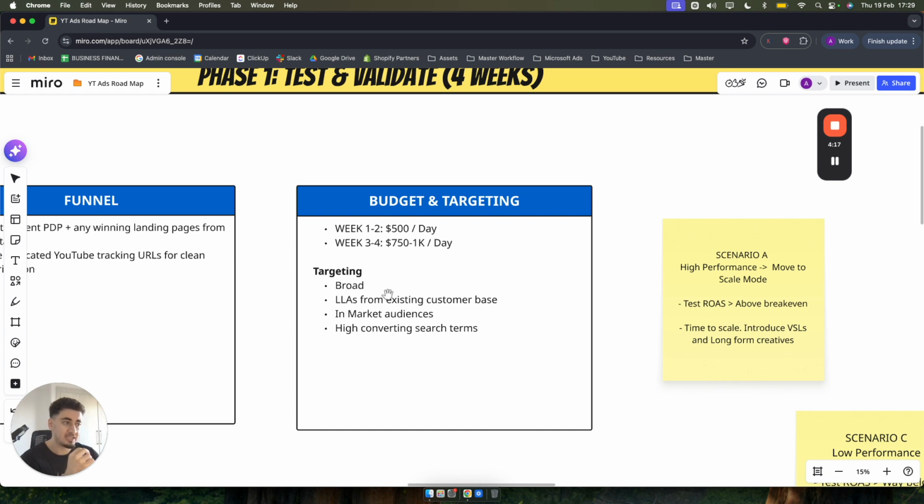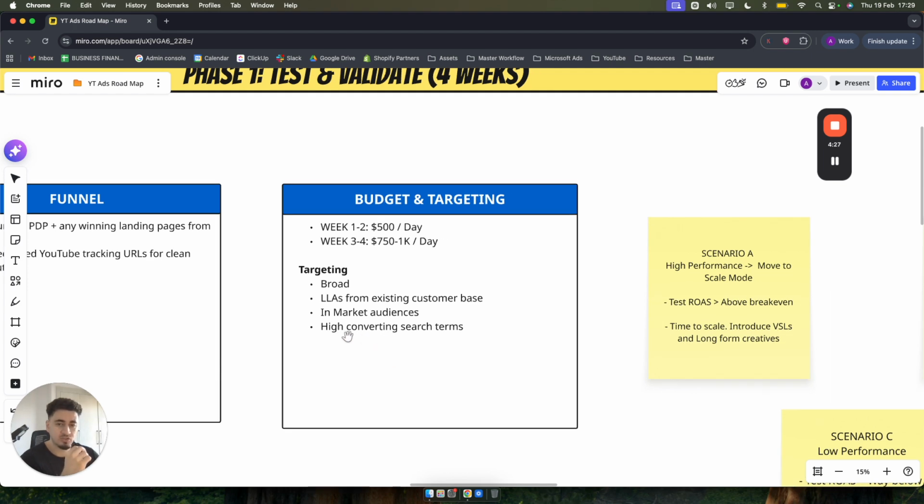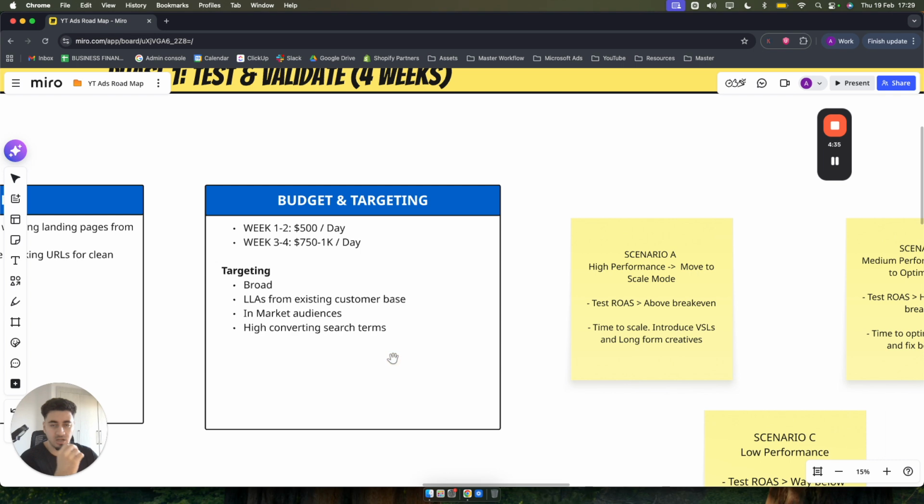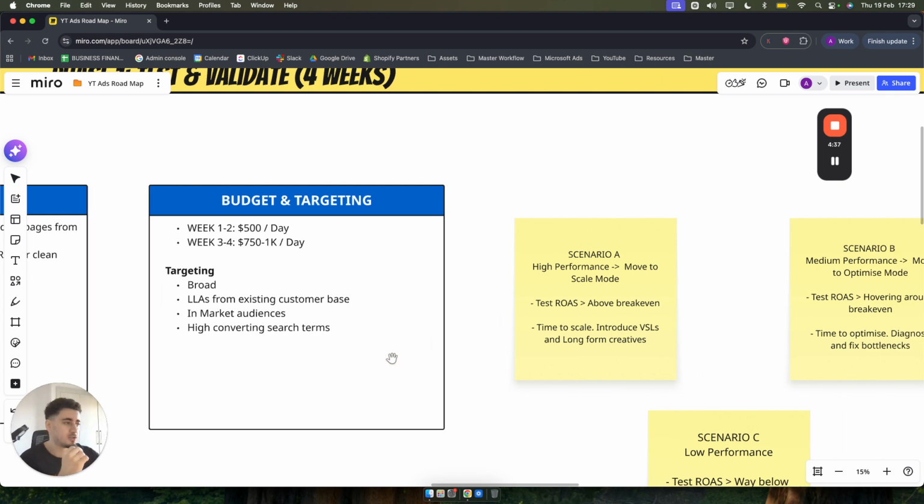And then in terms of targeting, start broad. You can do lookalikes from an existing customer base. This is very good. You can upload that to Google actually. And then you want to have in-market audiences and also high converting search terms. So if you guys are already doing Google ads, this is going to be a very powerful leverage, because you're able to actually target a lot of search terms, right? Whether that's middle of funnel or top of funnel.